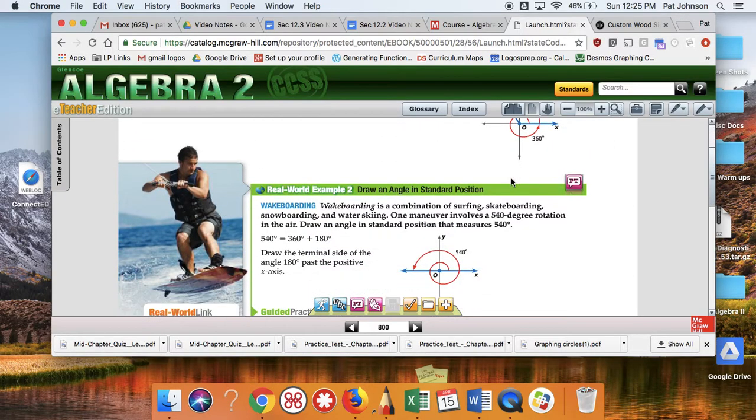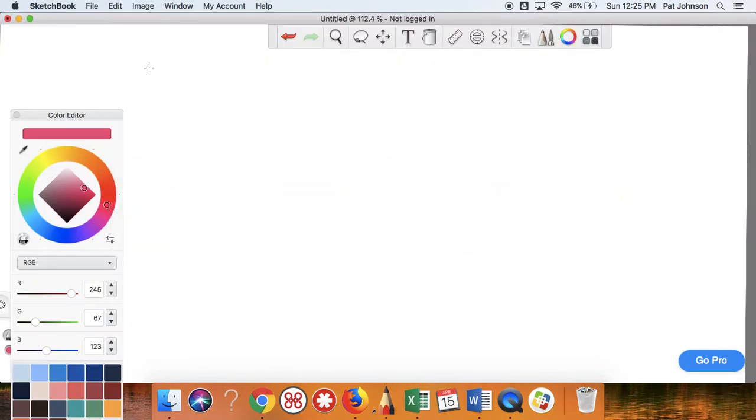Okay, so let's look at example 2. It says wakeboarding is a combination of surfing, skateboarding, snowboarding, and water skiing. One maneuver involves a 540-degree rotation in the air. Draw an angle in standard position that measures 540 degrees. First of all, we know it's greater than 360, so we have to break it down. What does 540 equal? It equals 360 degrees plus 180 degrees.